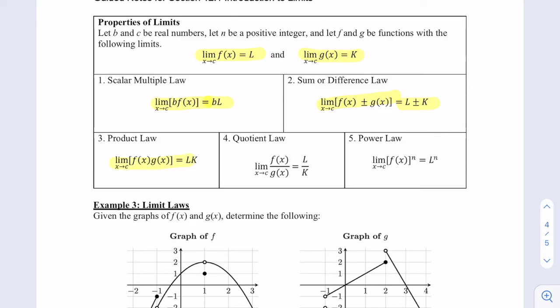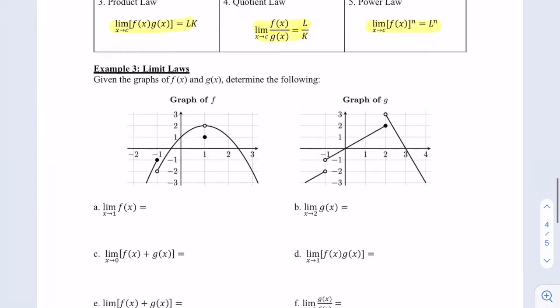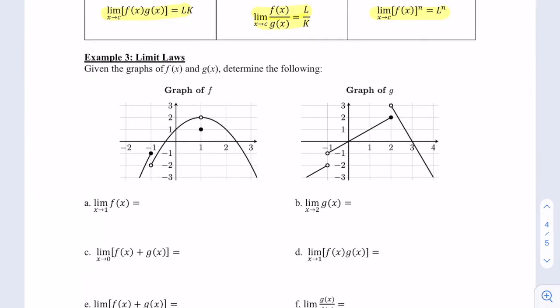The product law, the limit of f of x times g of x would just equal Lk. The quotient law, the limit of f of x divided by g of x would be L over k. And the power law, the limit of f of x raised to the nth power is going to equal L to the n. Okay, so let's determine the following using the graphs of f of x and g of x.